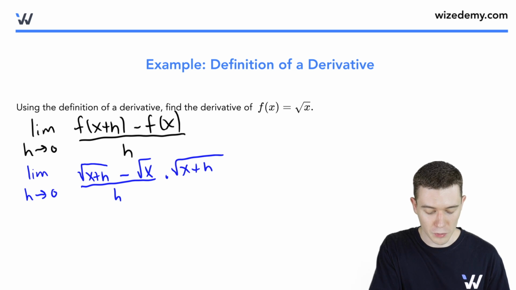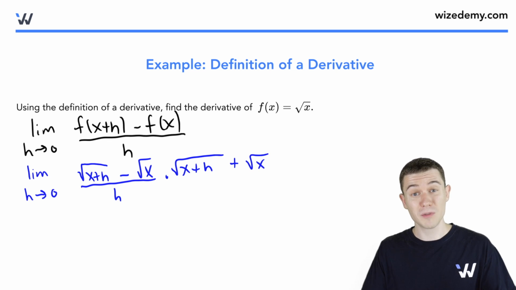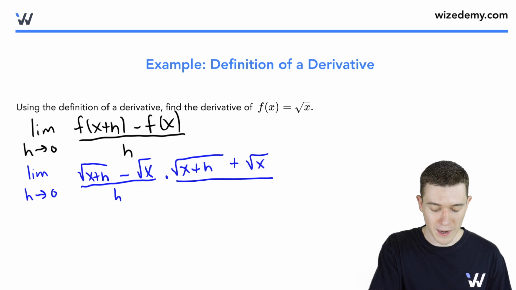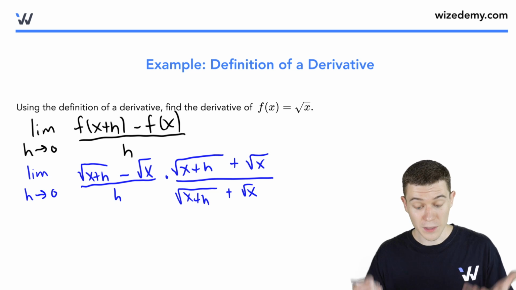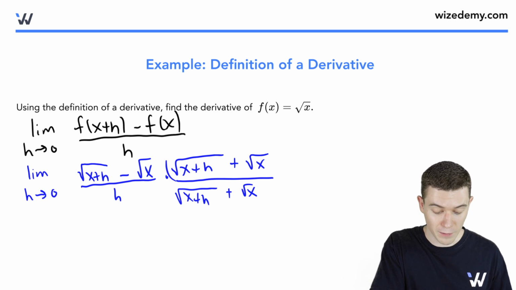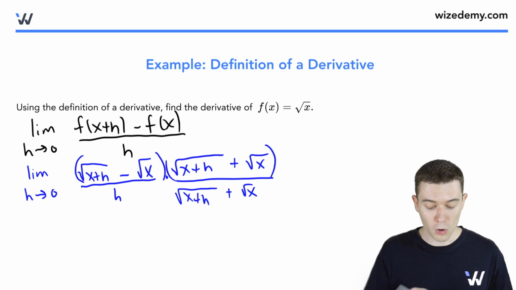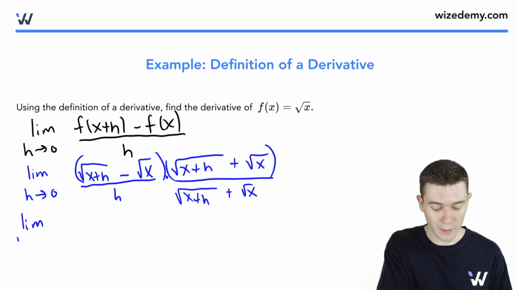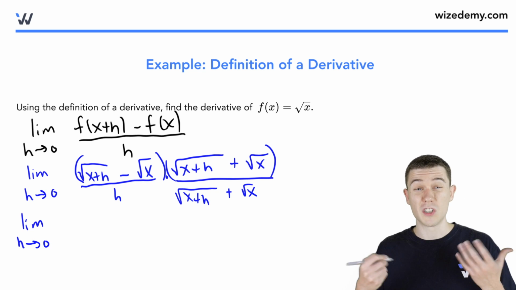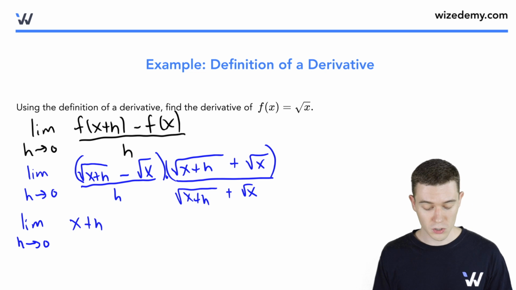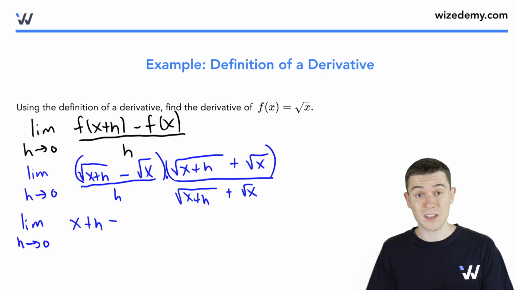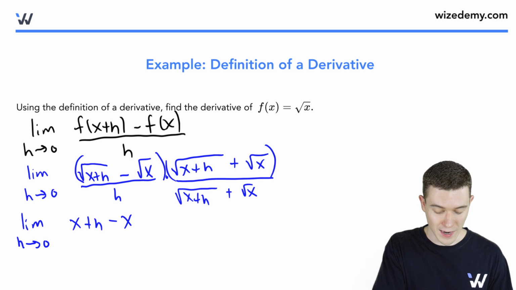The conjugate of root x plus h minus root x is root x plus h plus root x. And I can't just multiply by that, I have to multiply by that over itself. That way I'm multiplying by 1. Okay, in the numerator here we have that difference of squares formula. So all we have to do after we write limit as h goes to 0, we just square the first term. Root x plus h squared is x plus h, minus square the second term. Root x squared is just x.